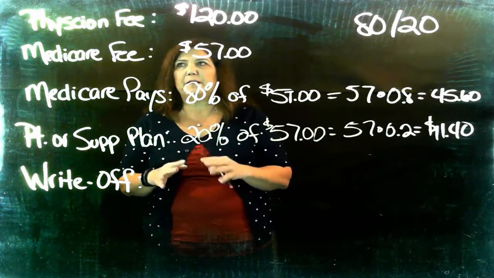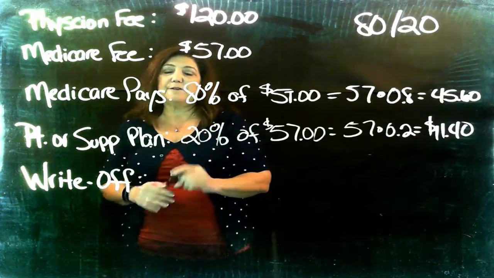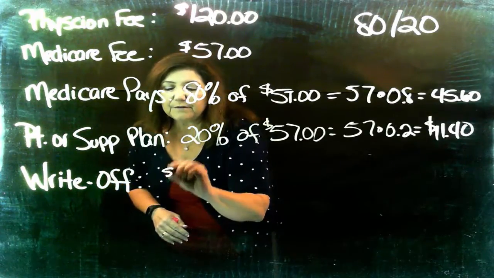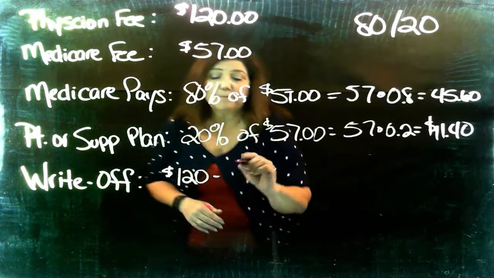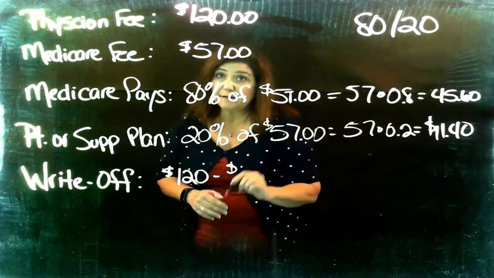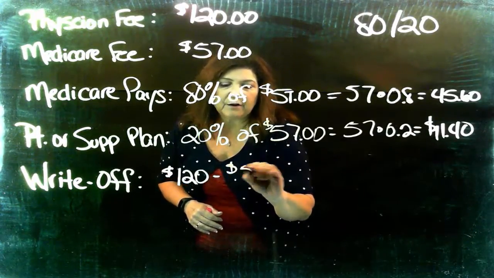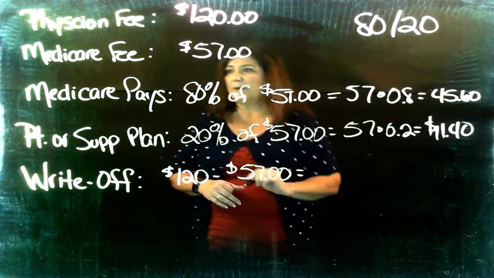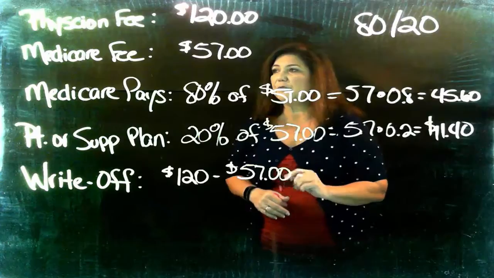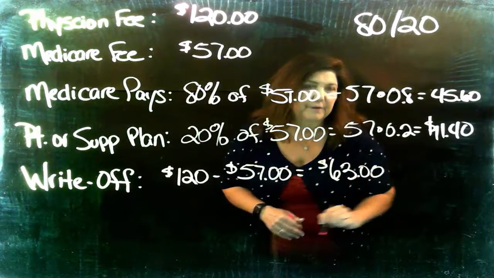the difference between what he's charging and the Medicare fee. So in this particular case, the physician's fee is $120. Medicare says that the maximum that he can collect for this particular procedure is $57 because he does not participate in Medicare. So when I do that, he is going to have to write off now $63.